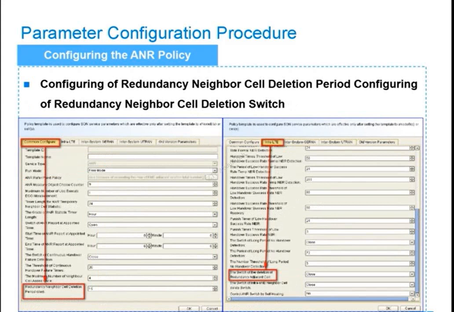The redundant neighbor cell deletion is configured in the common configuration. There is one parameter, the redundant neighbor cell deletion period. This period is very long. The unit is days, and the default value is 15 days. That means it will detect during this period. If this switch is open, it will detect it. If it finds the cell is a redundant cell, it will delete it.